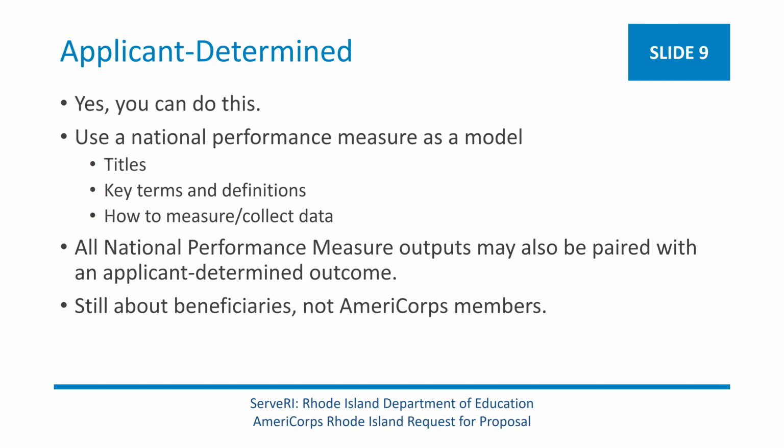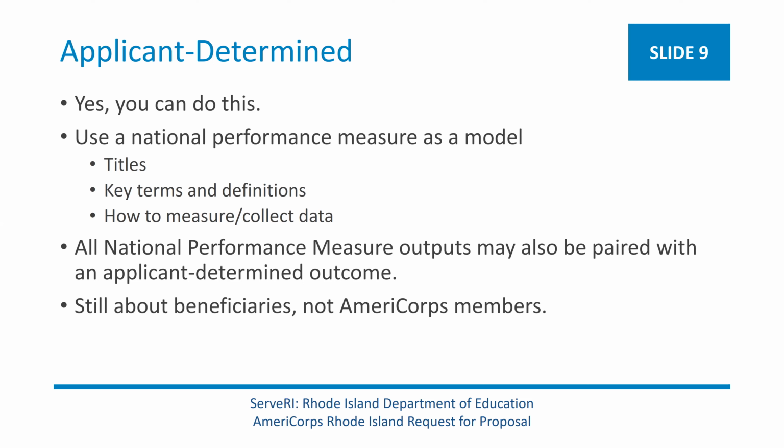When it comes to making an applicant determined measure, I actually still recommend going to the national performance measures as your model and reflecting back. If you made your applicant determined measure, what would it look like if it was put onto the same menu? What sort of short title are you going to have for that output and outcome? What key terms or definitions might you need to explain? And what data collection requirements would make sense in your applicant determined performance measure?